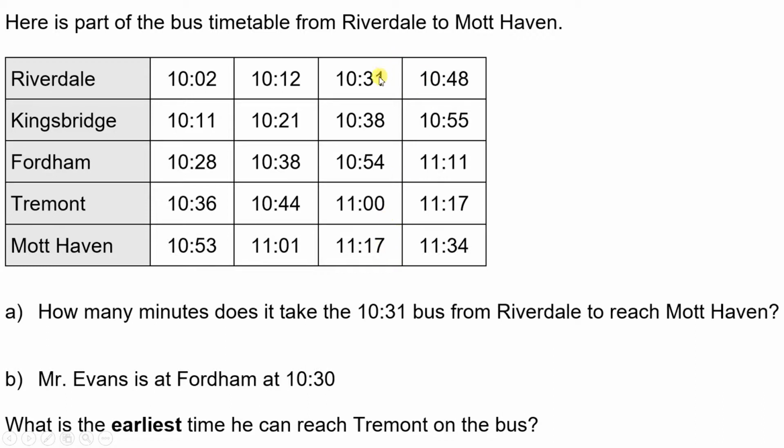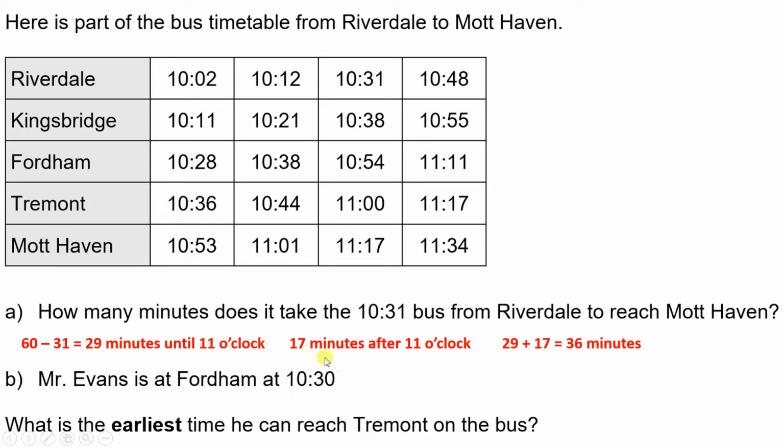Well, the way to do this is to work out how many minutes it will be to the next hour. How many minutes will it be until 11 o'clock? Well, there are 60 minutes in an hour. So 60 take away 31 gives us 29 minutes until 11 o'clock. And then it's 11:17, so it's another 17 minutes after 11 o'clock. So if we add 29 and 17, we get our answer. It takes 36 minutes.